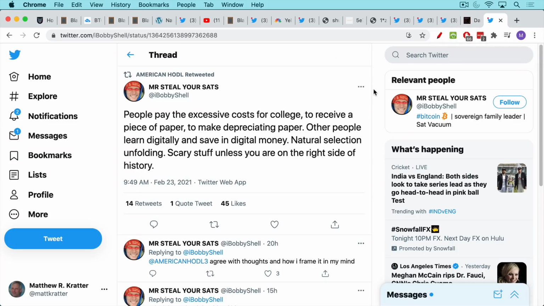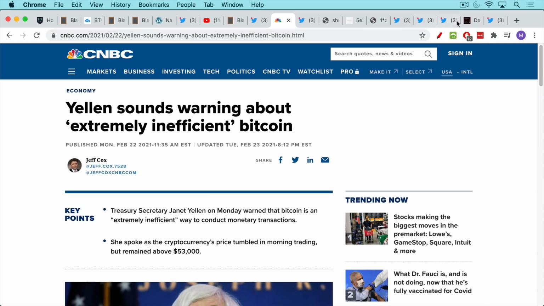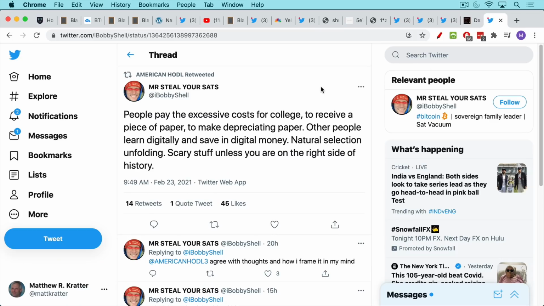Finally, a somewhat unrelated tweet, but I just thought it was really good, so I wanted to share it. This is from Mr. Steal Your Sats, Your Satoshis. People pay the excessive costs for college to receive a piece of paper, obviously a diploma, to make depreciating paper, to earn fiat dollars, which lose money over time because of people like Janet Yellen and Jerome Powell. Other people learn digitally. In other words, you learn online, you watch YouTube as you're doing now, and save in digital money, hopefully Bitcoin. Natural selection unfolding, scary stuff unless you're on the right side of history.